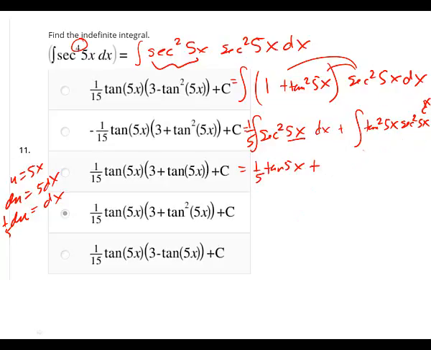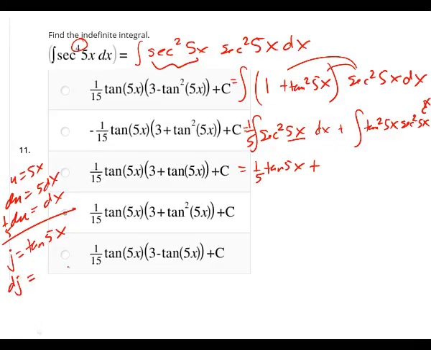Okay, this is a whole different situation because I have to deal with a u for the tangent part of it, because I can't integrate tangent squared, but I can integrate tangent. So I'm going to use a different u. I don't know, let's use j. I'm going to call my j tangent of 5x.